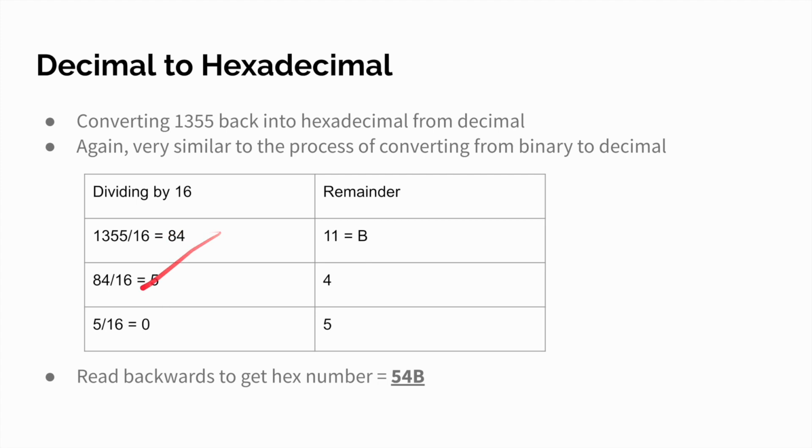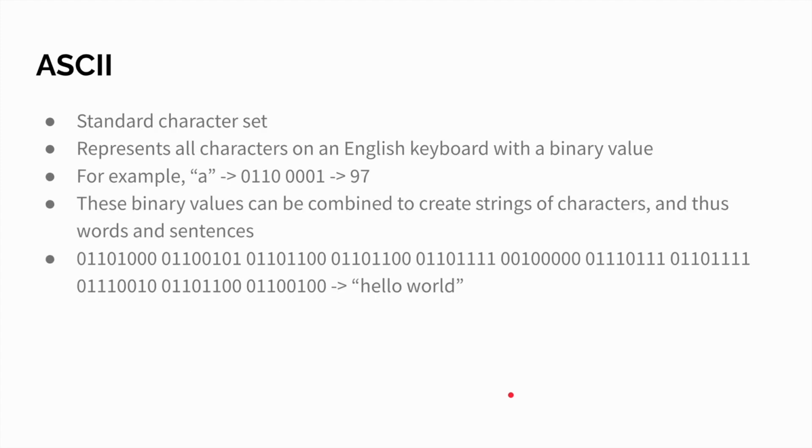Then we take our 84 and we divide that by 16, and we get 5 with a remainder of 4. Then we take our 5, divide that by 16, and we get 0 with a remainder of 5. And like we did before, read from bottom to top, and you get 5, 4, B. So our hex number is 54B.